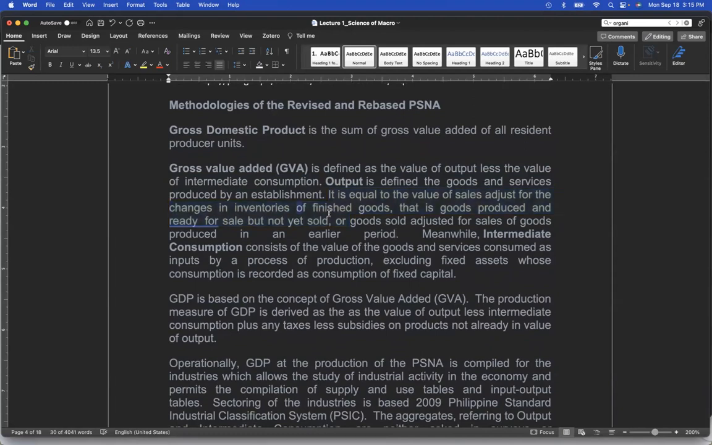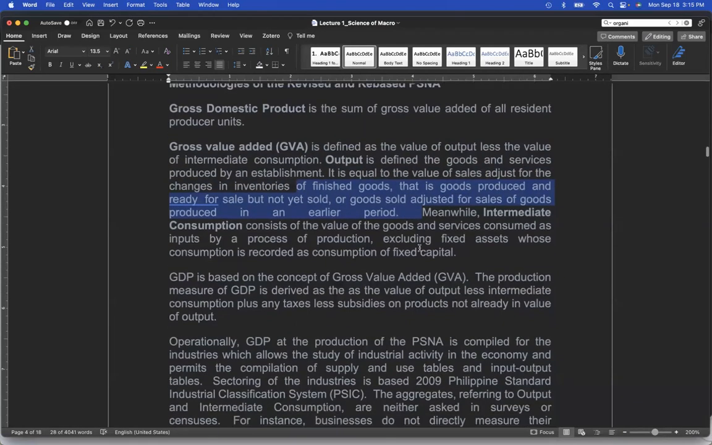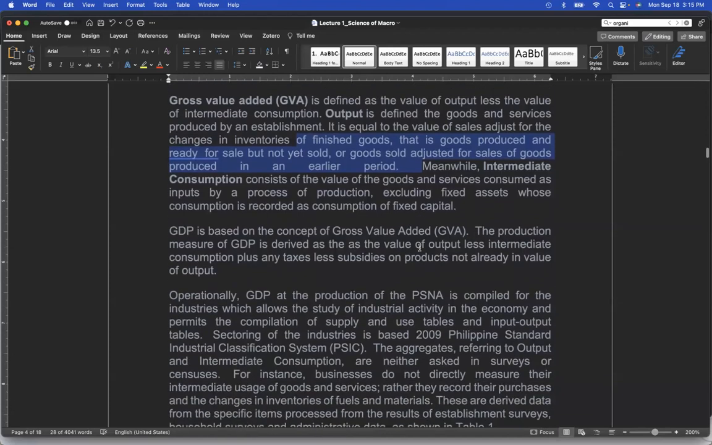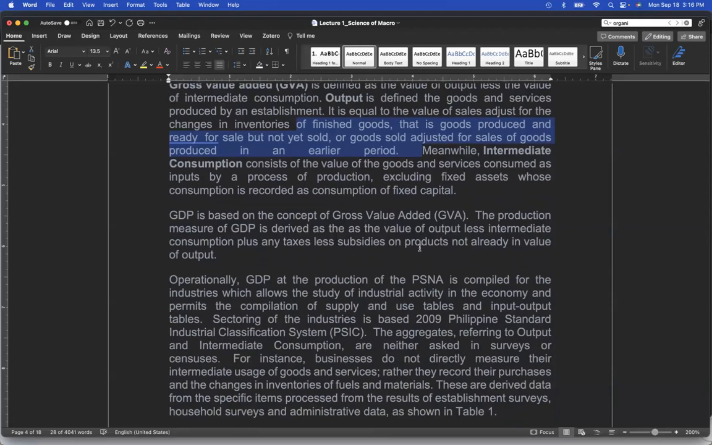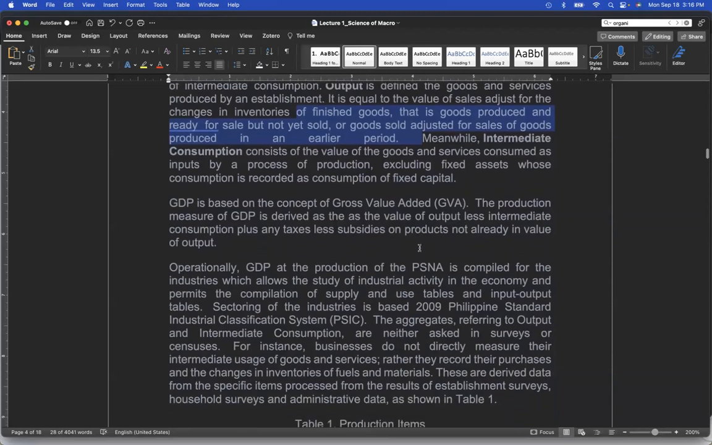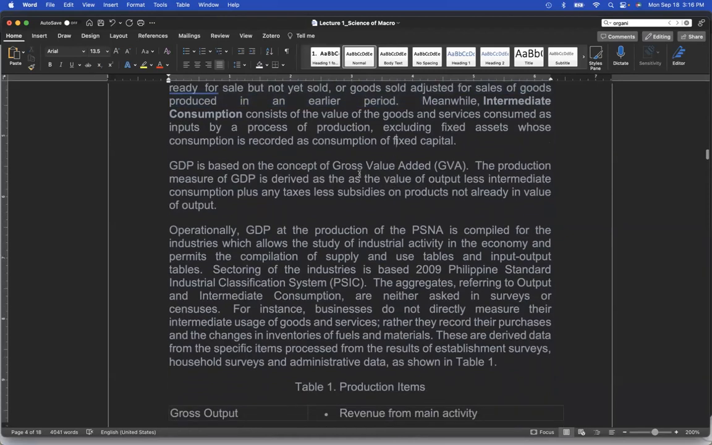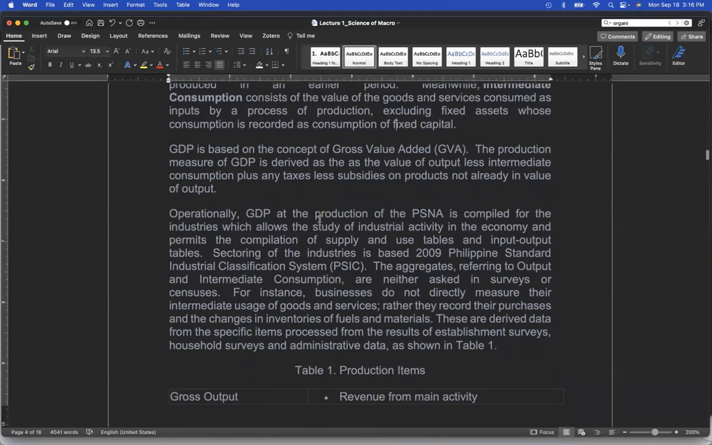So we talked about inventories earlier. It's exactly the same thing. Meanwhile, intermediate consumption consists of the value of the goods and services consumed as inputs by a process of production, excluding fixed assets whose consumption is recorded as consumption of fixed capital. So it's the same thing as housing. So housing stock is an investment and you're consuming it. It's the same idea.